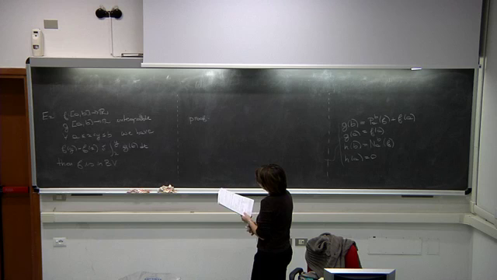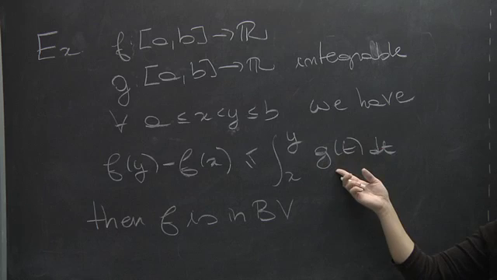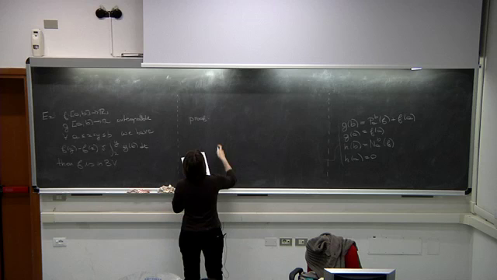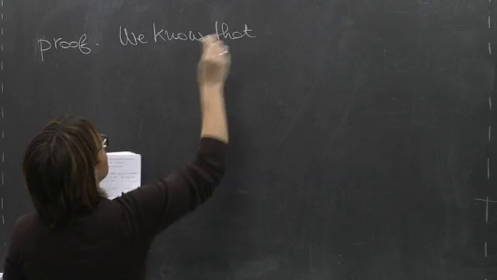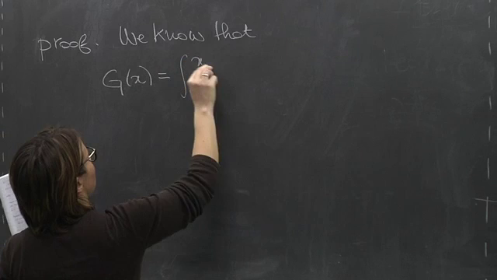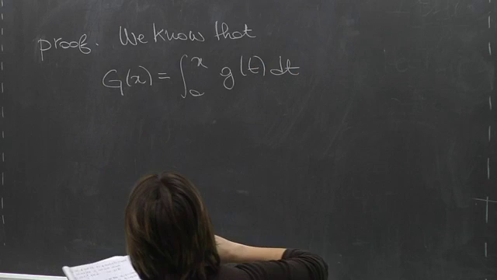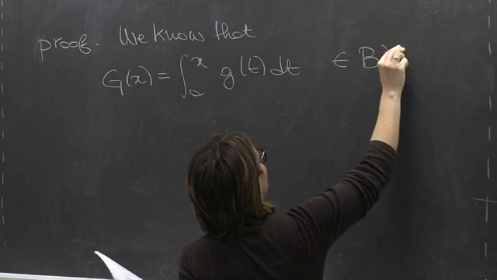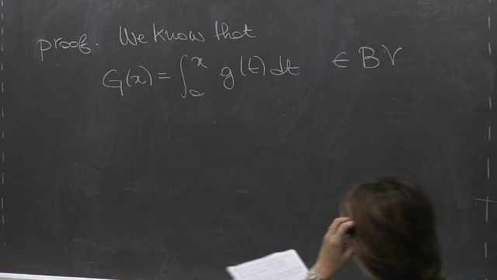Okay, what we know is, for instance, that the indefinite integral of a function g, being integrable, is in BV. We proved this. So the first thing that we can observe is that if you define with big G, G of x, the integral between a and x of g(t) dt, this is in BV, because g is integrable. Okay, this is a first remark.